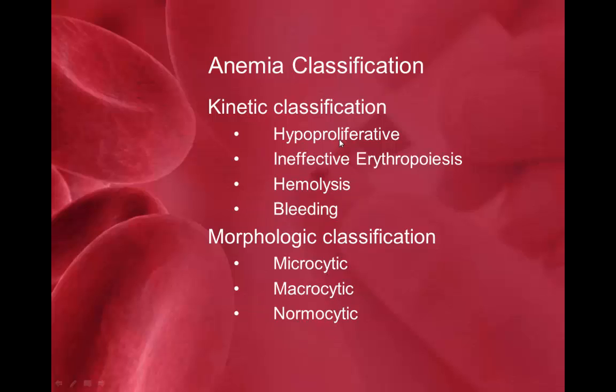In addition, we have a kinetic classification. So either you have a hyperproliferative type of anemia, or you have ineffective erythropoiesis, or you have hemolysis, or it's due to bleeding. For example, let's discuss briefly hyperproliferative anemia, which is a type of kinetic classification and is a result of deficiency of erythropoietin. If you look at that classification, it's very, very similar to the normocytic normochromic type of anemia that relates to chronic diseases.